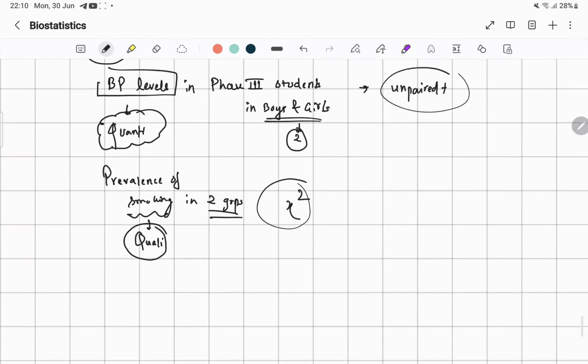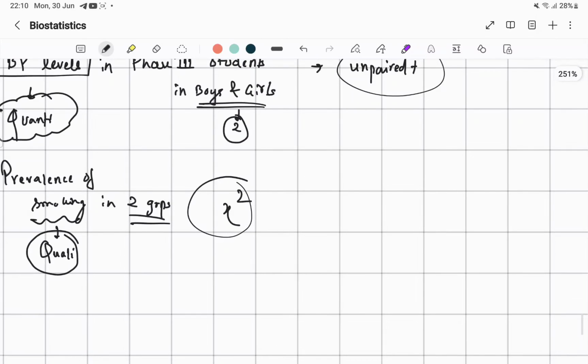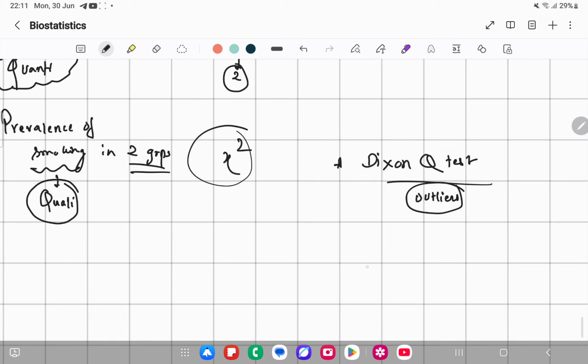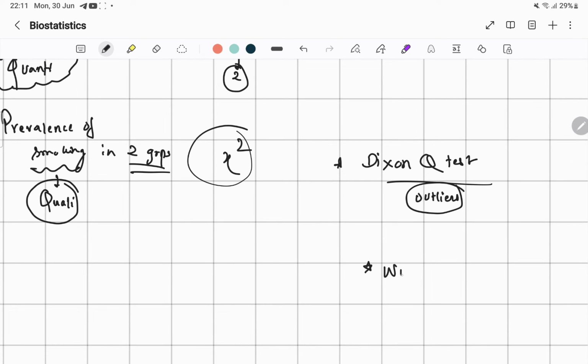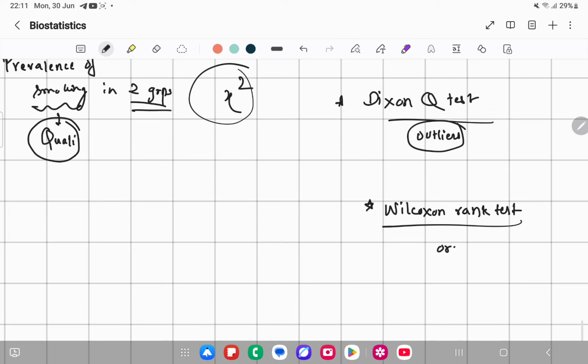Okay, understood? Now we have some other tests, like the Dixon Q test. Dixon Q test is used for outliers, for extreme values. We have another test which is called the Wilcoxon rank test. Wilcoxon rank test is basically used for ordinal data.